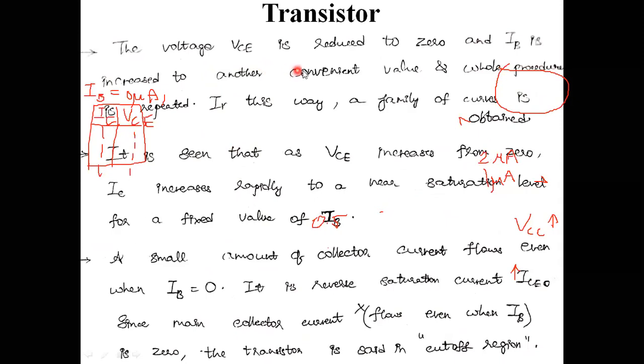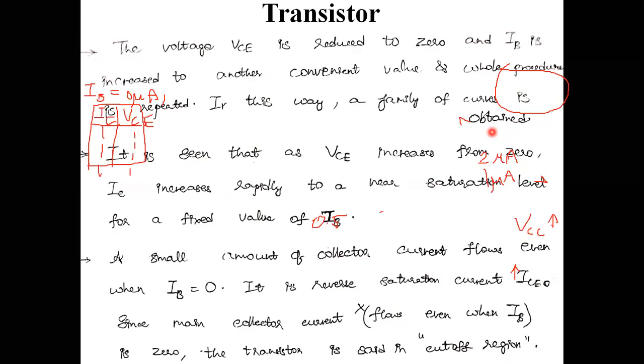The voltage VCE is reduced to 0 and IB is increased to another convenient value, and the whole procedure repeats. In this way, a family of curves, a set of curves, is obtained by placing the constant value. By varying this, the output parameters are varied. From that output parameter variation, I am going to obtain different sets of curves.